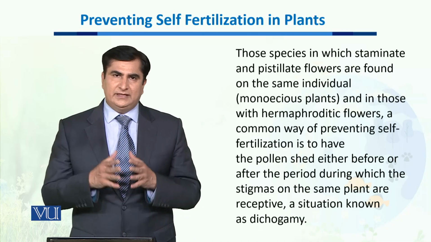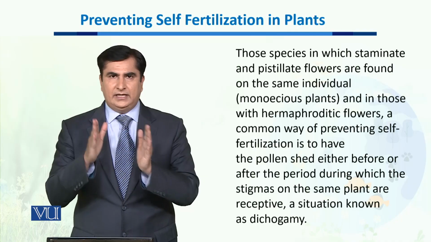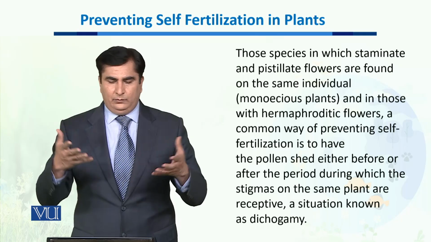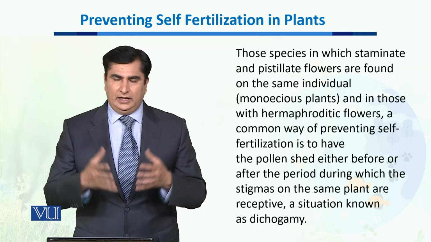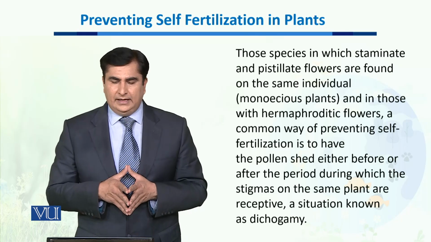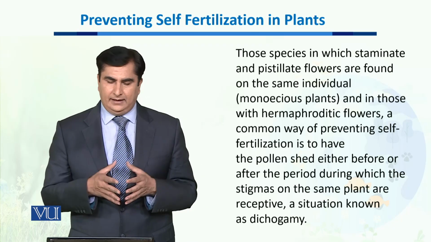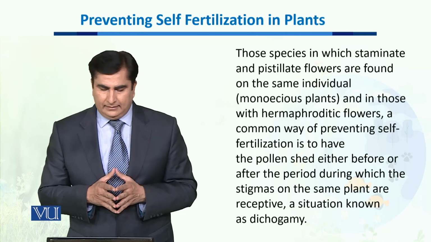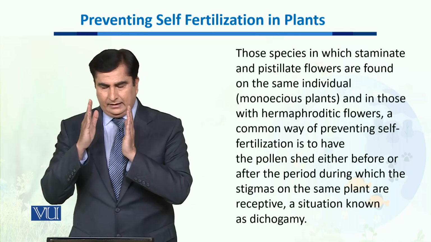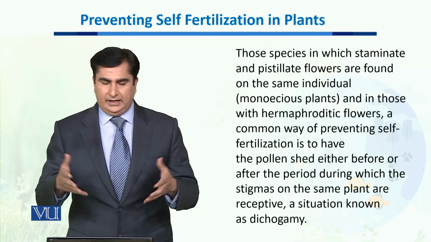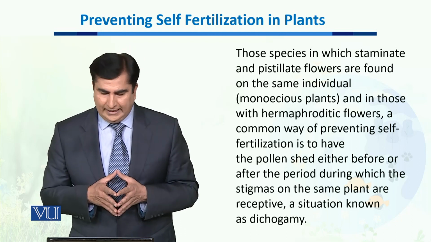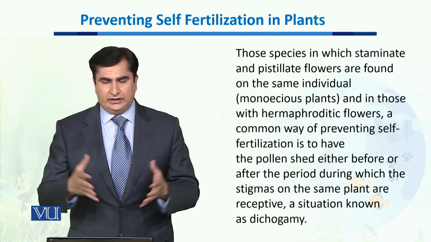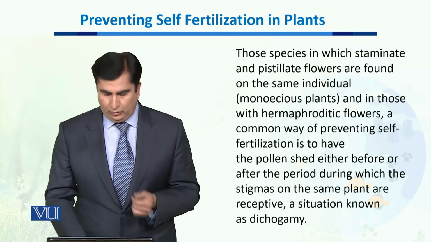Now, in those species in which staminate and pistillate flowers are present in the same individual, or we can say they are hermaphroditic flowers, a common way of preventing self-fertilization is that their pollens are shed either before or after the period in which the stigma of the same plant is receptive. This situation is known as dichogamy.